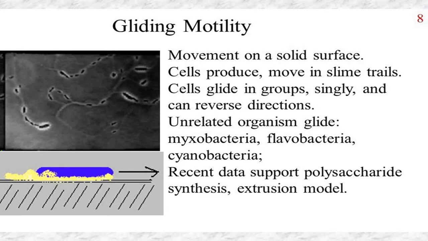The exact mechanism is not known, but it is believed that due to contractile waves, surface tension, or maybe the pushing of the secreted slime, they glide or move on the surface of the substratum. As you can see in this figure, this is the slime secreted by the cell, and then they glide on that slime.